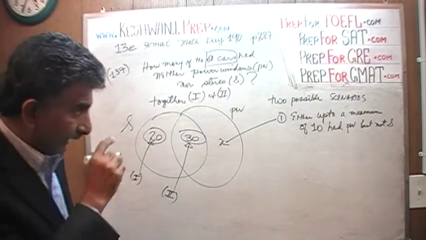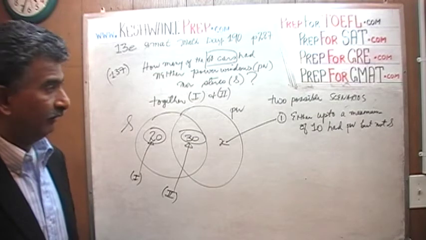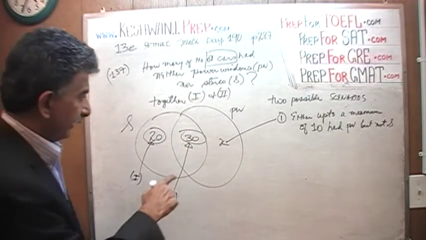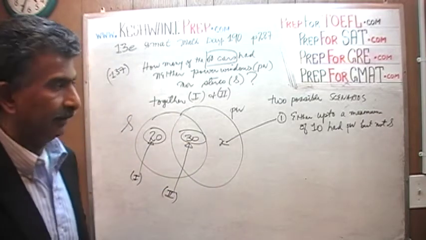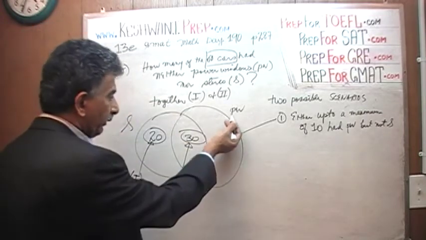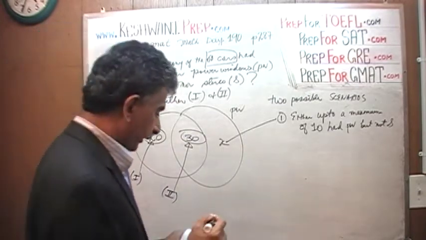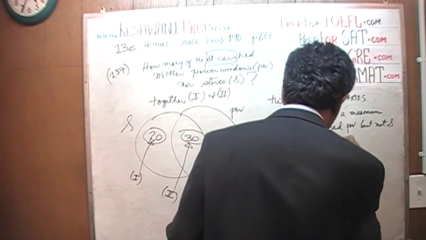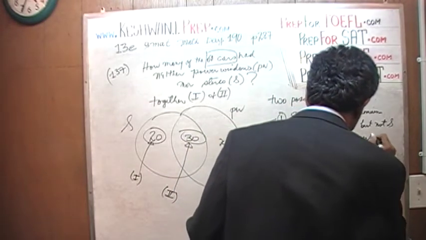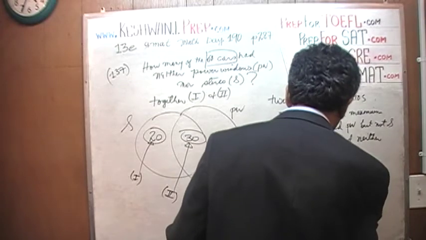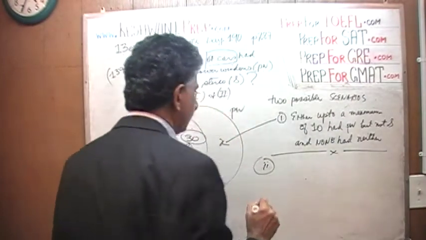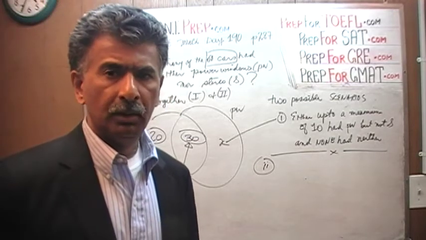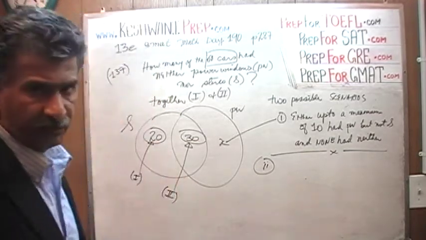In which case, if all 10 of them, it turns out, had power windows but no stereo, then that would also mean that none had neither. There was not a single car that was sold which had neither power window nor stereo in the first case scenario.